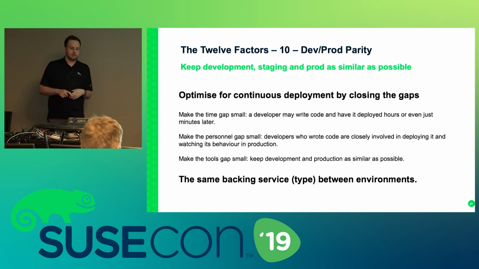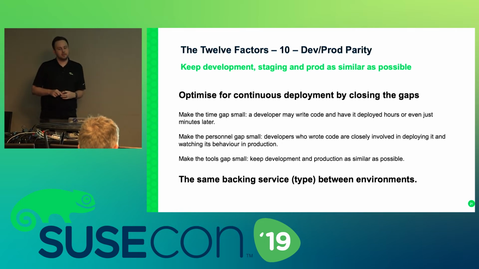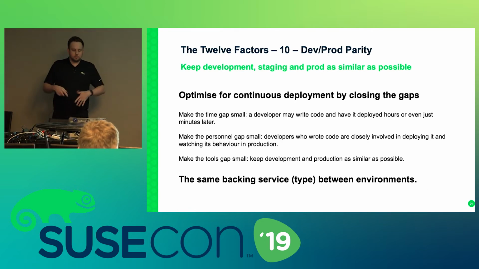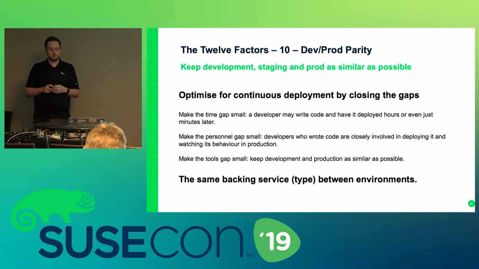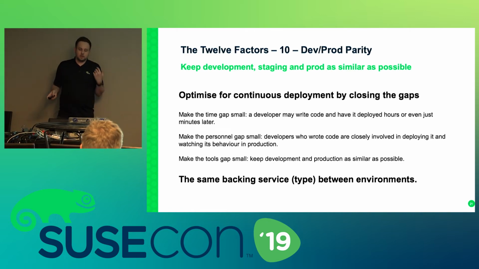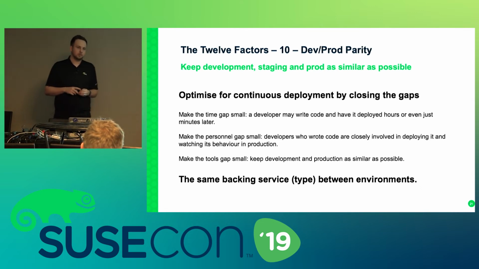Now, environment parity, factor 10. It's all about keeping development, staging, and production as alike as possible. It almost goes without saying, we've all been saying this for many, many years. But still, there often can be differences between them. A good example I mentioned earlier: using Ubuntu on a developer laptop, but deploying to production on SUSE. There's going to be all sorts of differences between those two environments.